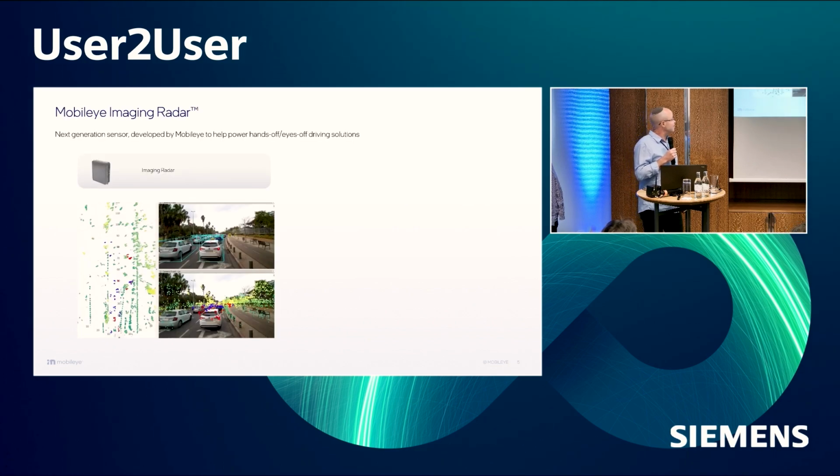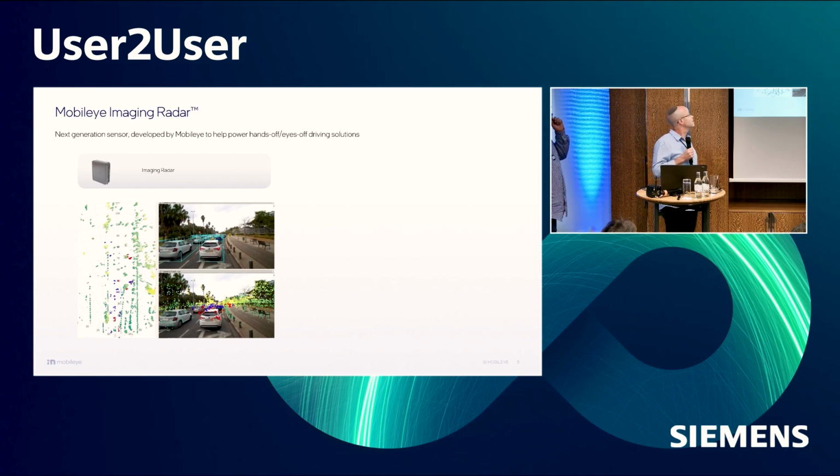And just as a small teaser, this is what we do with our imaging radar. We provide a 4-dimensional high-resolution point cloud in real time to our software, providing it the ability to take it to the next level of autonomy in vehicles.